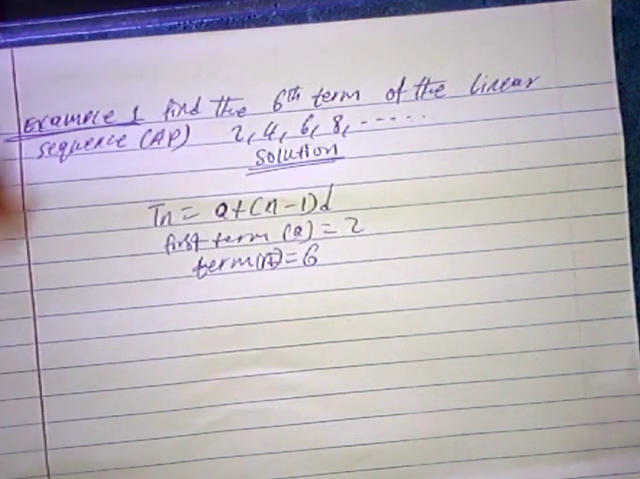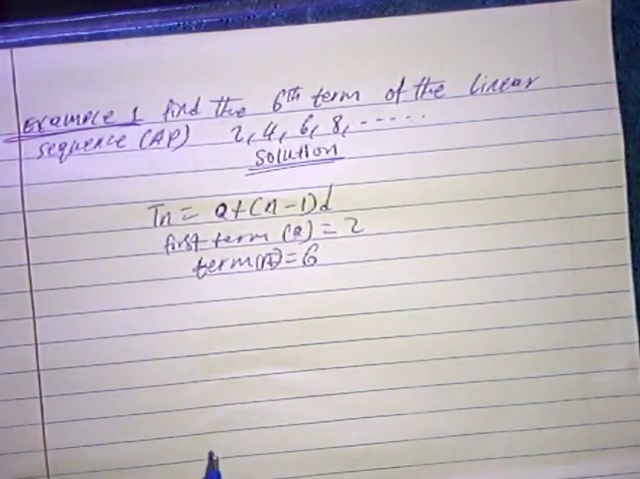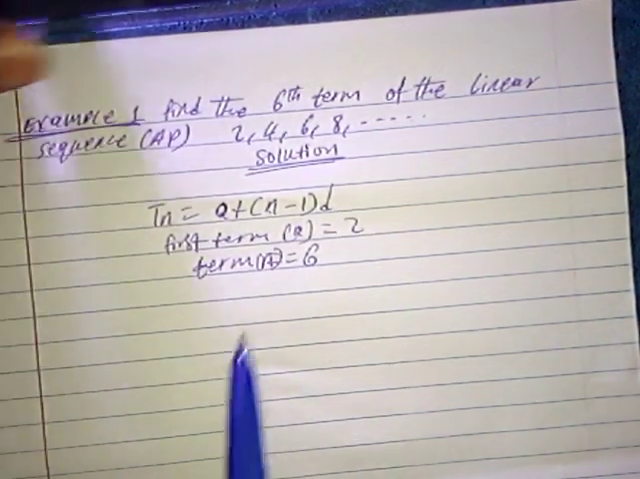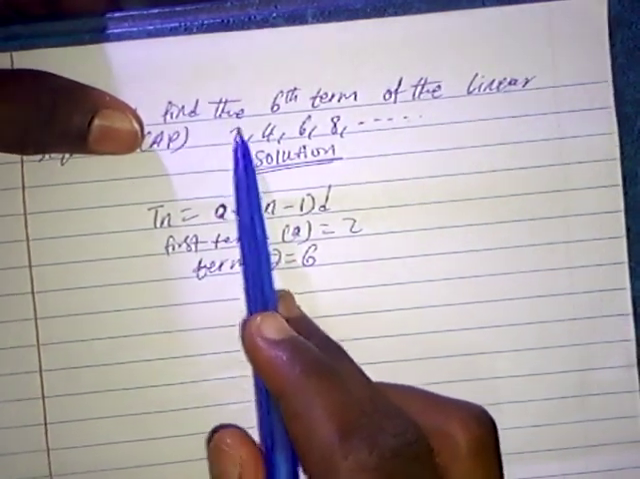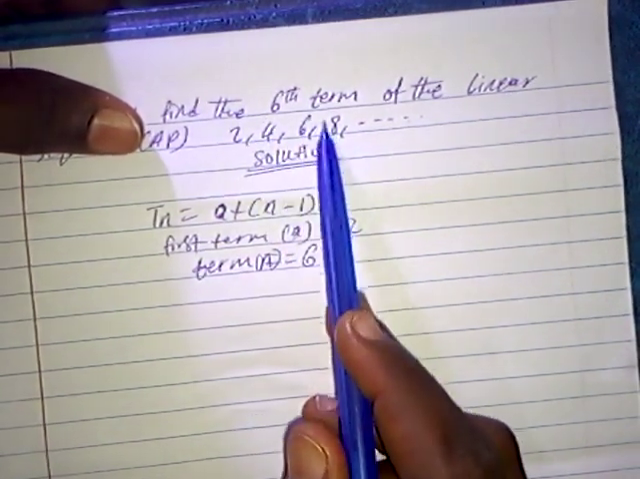Always we have the common difference by subtracting the first term from the second term. You see, take note. This is the first term. This is the second term. This is the third term. This is the fourth term.